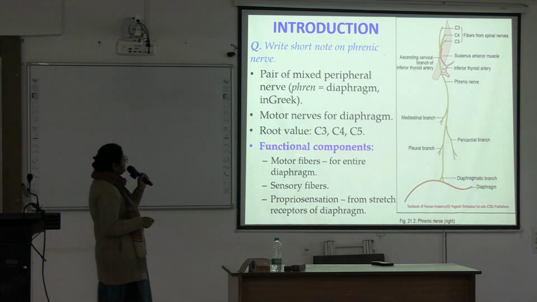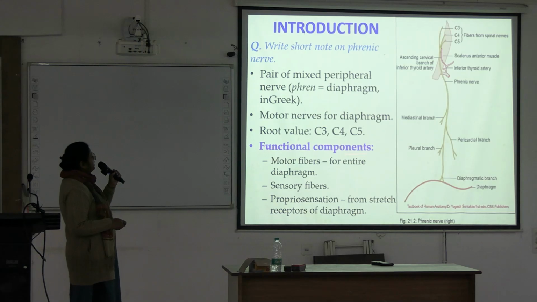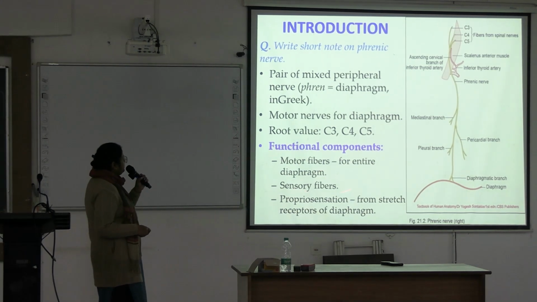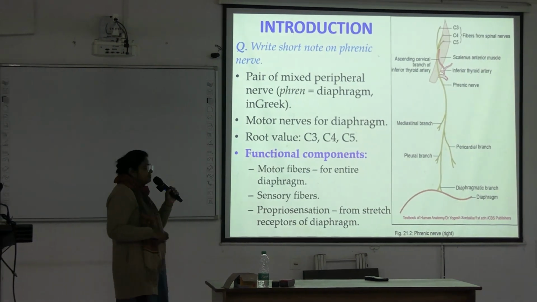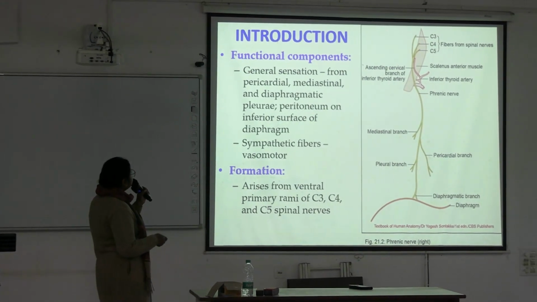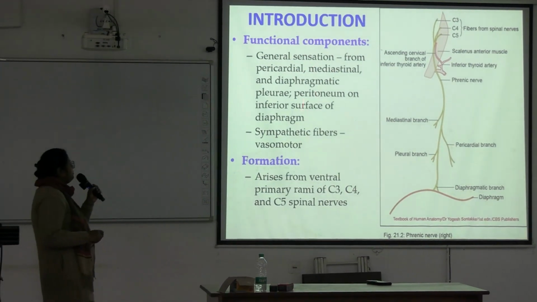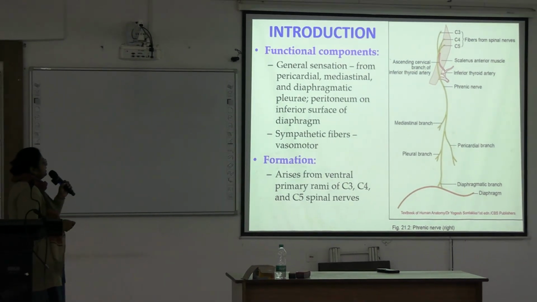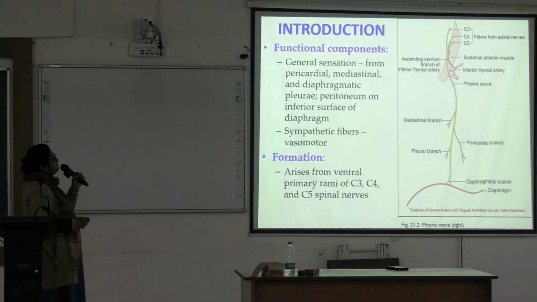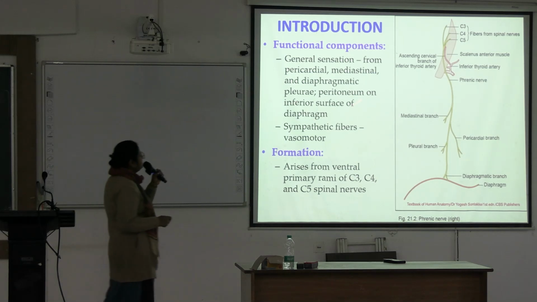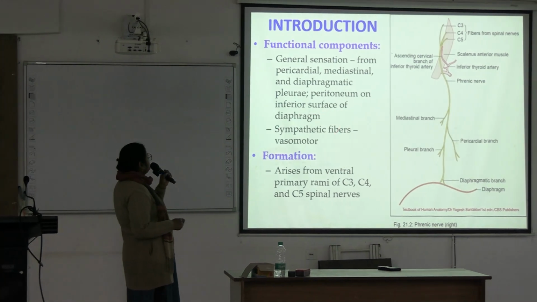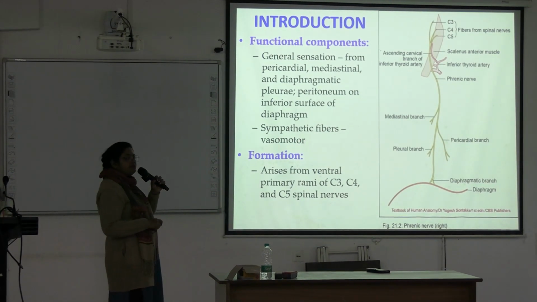Next, in functional components of the nerve, there are motor fibers for entire diaphragm, sensory fibers are there, and proprioception from stretch receptors of the diaphragm. Okay, these are the functional components. This phrenic nerve carries general sensation from the pericardial, mediastinal and diaphragmatic pleura, peritoneum on the inferior surface of diaphragm, and sympathetic fibers. These are vasomotor.